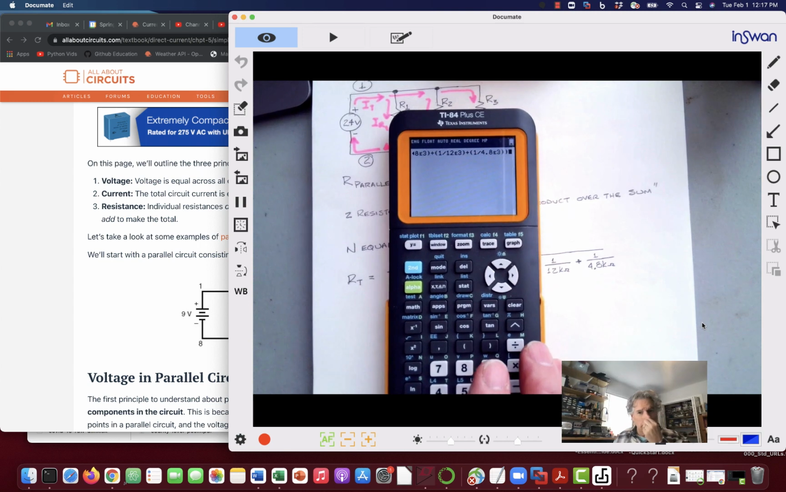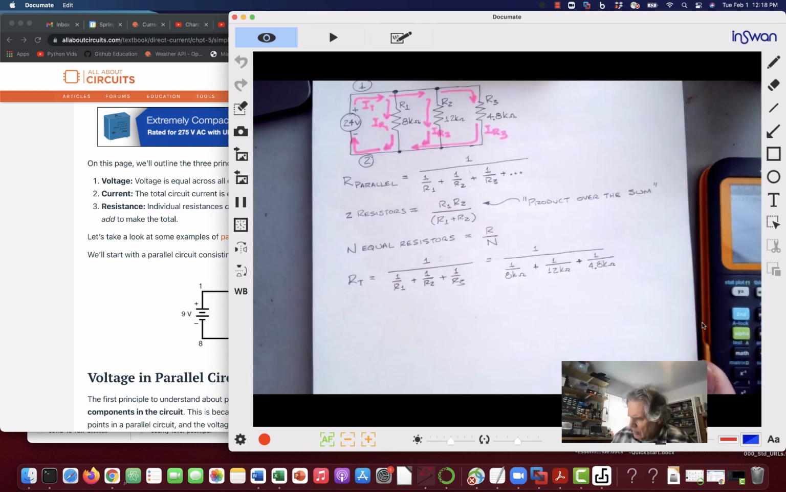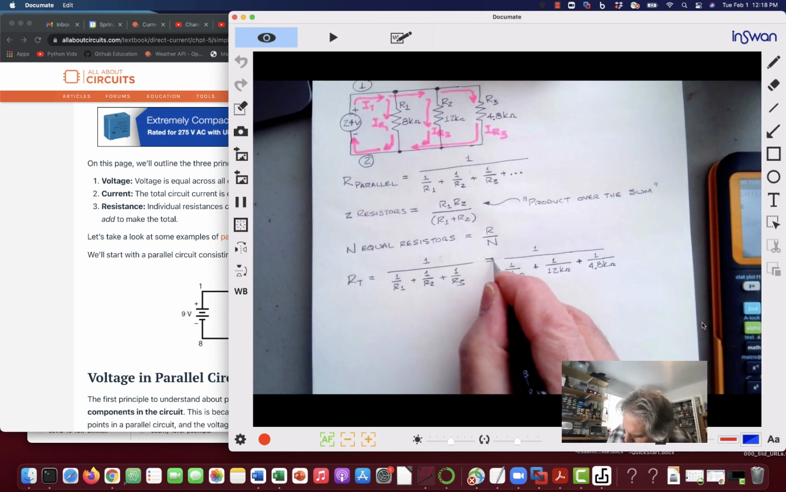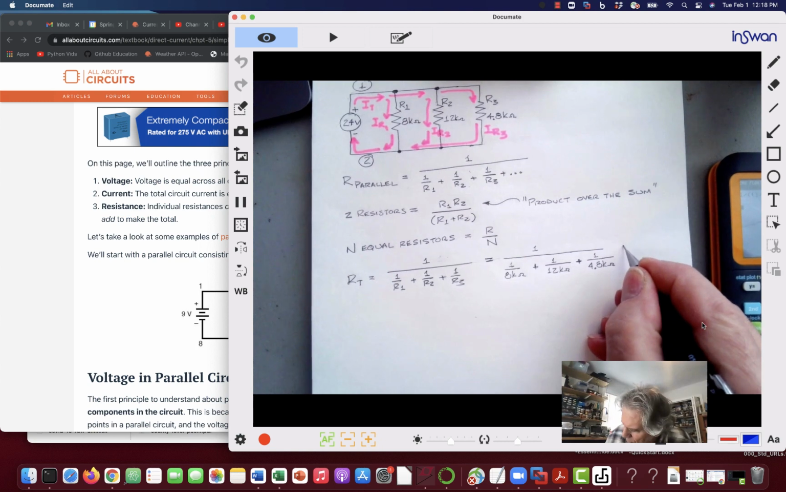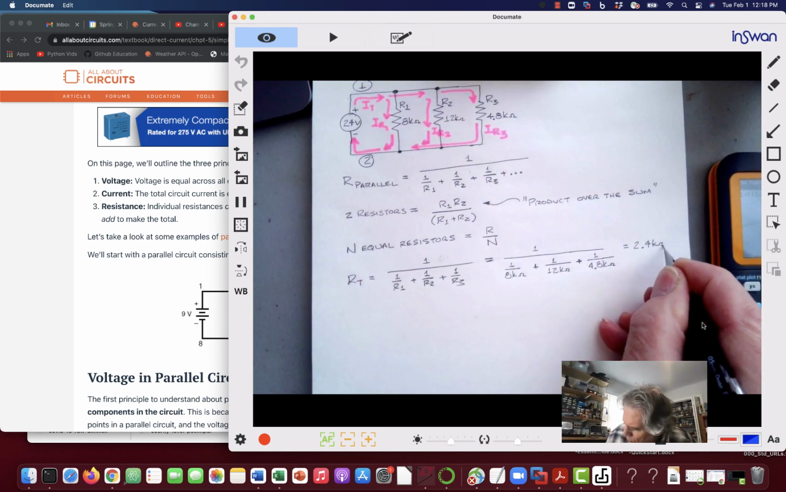And so here we go. You watch me pull a rabbit out of my hat. Oh, Bullwinkle, that never works. This time for sure. There we go. 2.4k ohms. So we have an answer here, and I'll let you verify that answer. As you can see, I'm really good at doing this. 2.4k ohms is our total resistance.